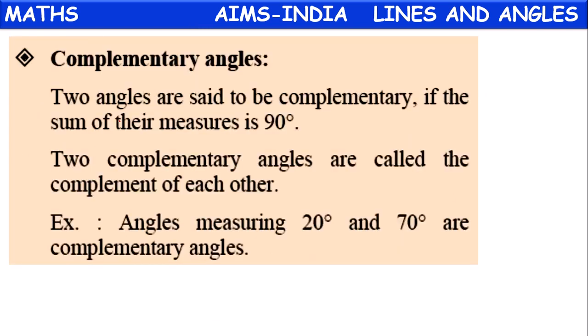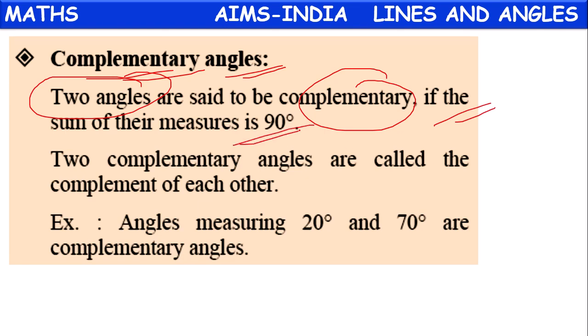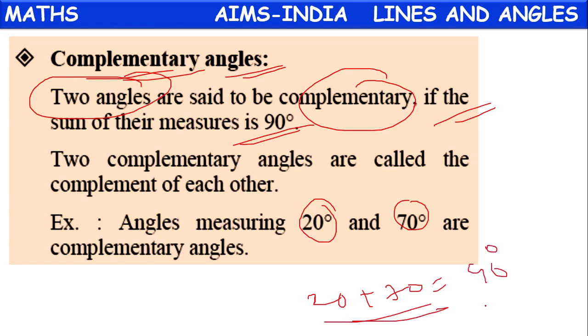Next one, we have complementary angles. Two angles are said to be complementary if their sum is equal to 90 degrees. If you take angles 20 and 70, what is the value of 20 plus 70? 90 degrees. The sum of the two angles is 90 degrees, so 20 and 70 are called complementary angles.